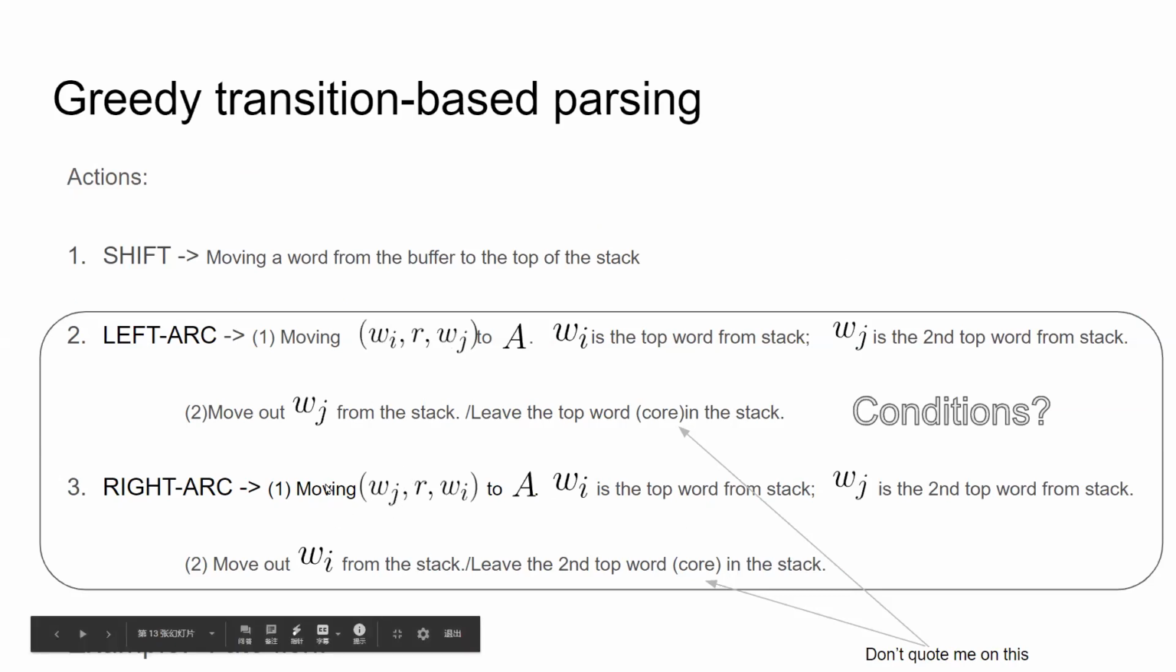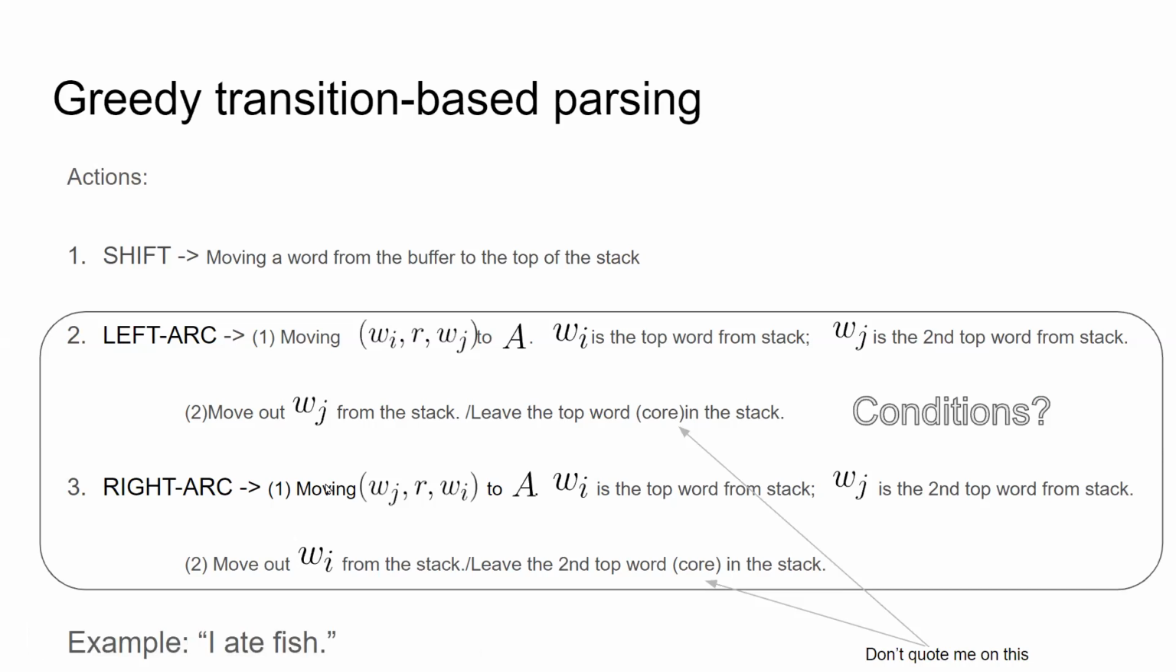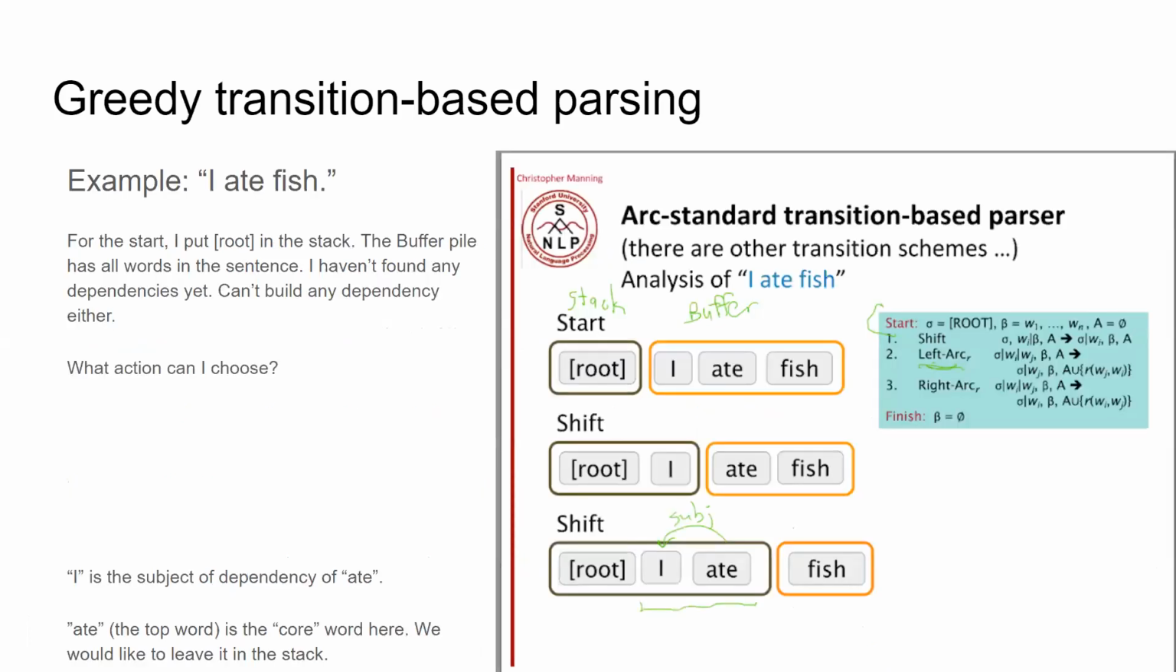And there's a specific condition for left arc, which is the top word cannot be root, because by doing a left arc, we remove the top word, and the root can never be removed from the stack. It's a rule here. So the special condition for left arc is the top word cannot be root. I can't think of any example here that's like top word is root, but that's what the official notes says. So I added here.